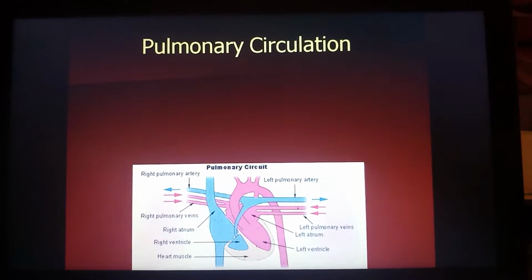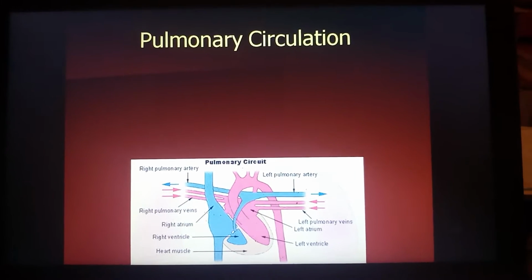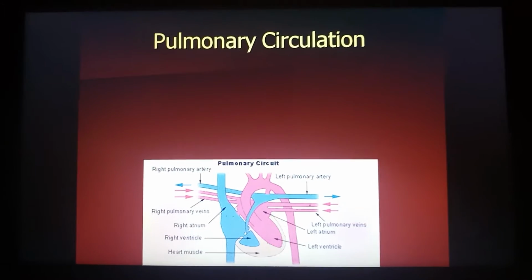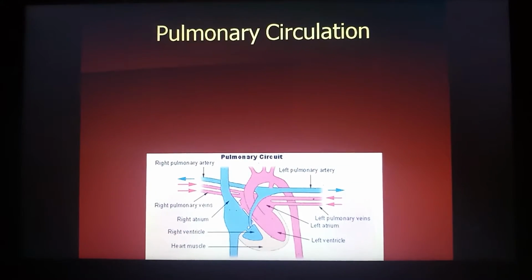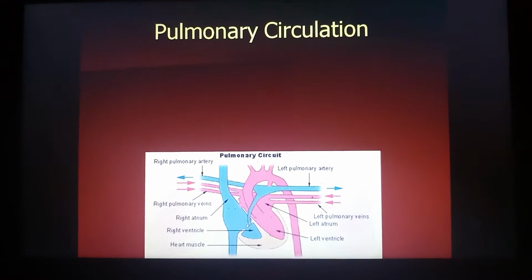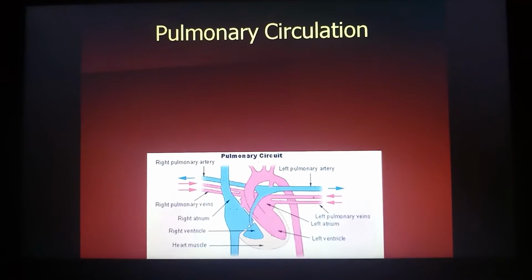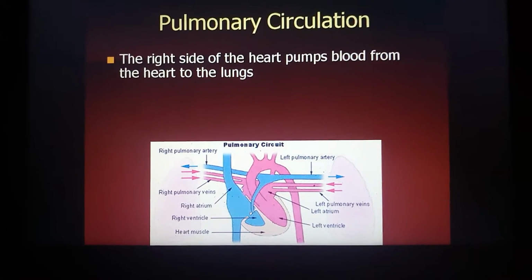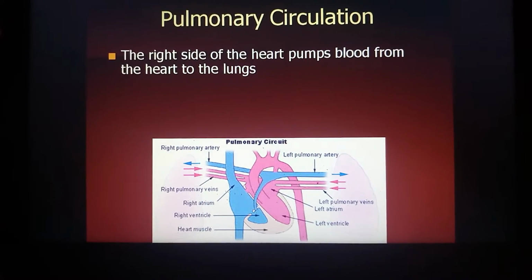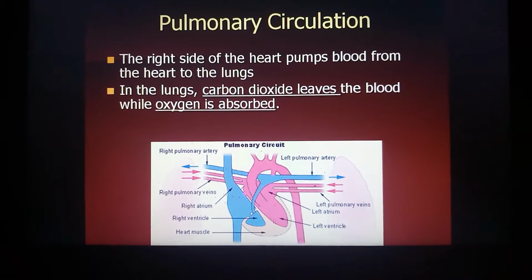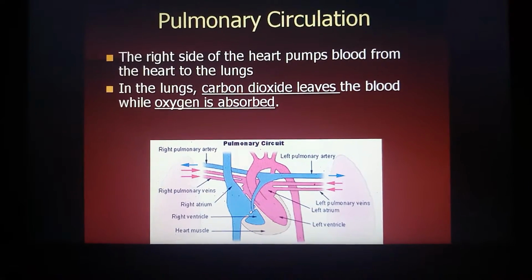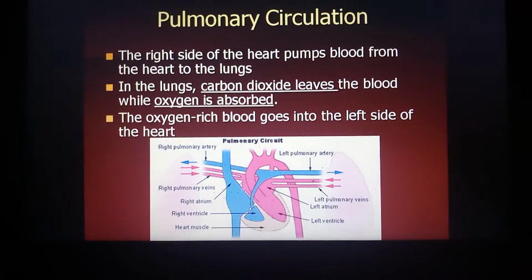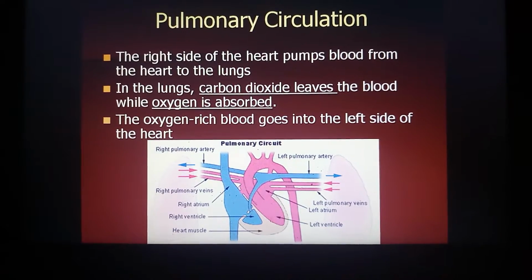This is the diagram showing the pulmonary circulation, where the pulmonary artery and pulmonary veins are involved. Deoxygenated blood enters into the lungs through the pulmonary arteries, and then through the pulmonary vein the oxygenated blood enters into the heart. The right side of the heart pumps blood from the heart to the lungs, and in the lungs carbon dioxide leaves the blood while oxygen is absorbed. The oxygen-rich blood goes into the left side of the heart.